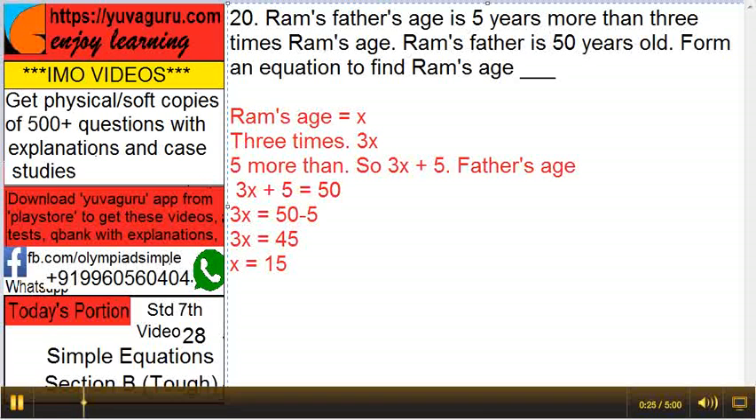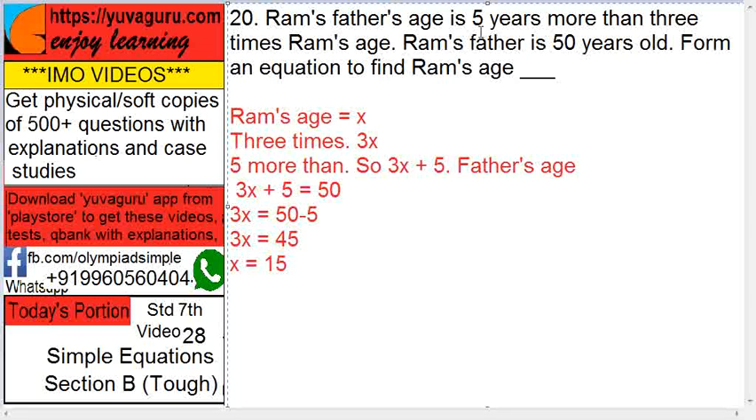So let Ram's age be x. Now 3 times, it's given, so 3x. Now 5 more, so 3x plus 5. So what is this? This is Ram's father's age. But what is given? That is 50. So 3x plus 5 equals 50. Only this much is asked as per the question. But if you want to solve it, you solve this and you'll get x equals 15.